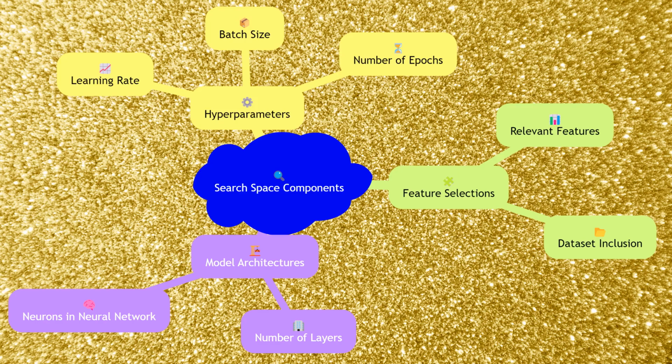The search space is composed of several key components, including hyperparameters, feature selections, and model architectures. Hyperparameters are the settings that control the training process, such as learning rate, batch size, and number of epochs. Feature selections involve choosing the most relevant features from the dataset to include in the model. Model architectures refer to the structure of the model itself, such as the number of layers and neurons in a neural network. Each of these components plays a crucial role in defining the search space and ultimately determining the success of the model training process.